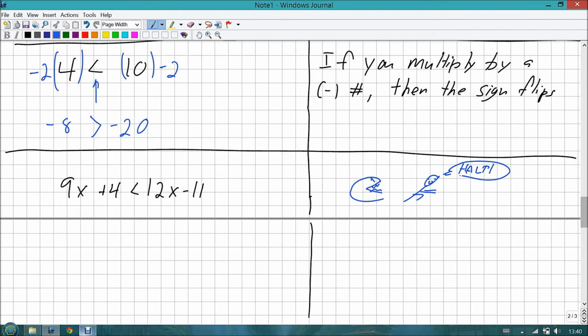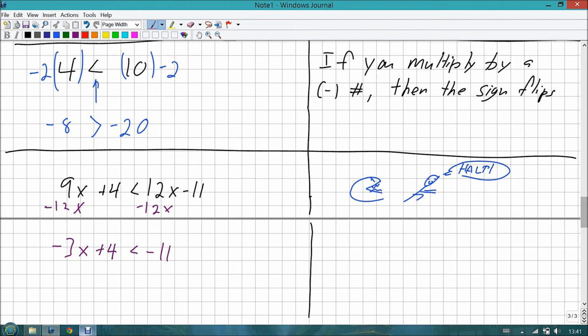Anyway, so let's go ahead and work with this one. On this one, as I said, I've made a habit of putting all of the x's on one side where they're positive, because of the problem with multiplying by a negative sign. But in this case, I'm going to go against that rule. I'm going to start by subtracting 12x from both sides, so that I can have my x on the left. And when I do that, 9 minus 12, which is more like 12 minus 9, is negative 3. So I have negative 3x plus 4 is less than negative 11.